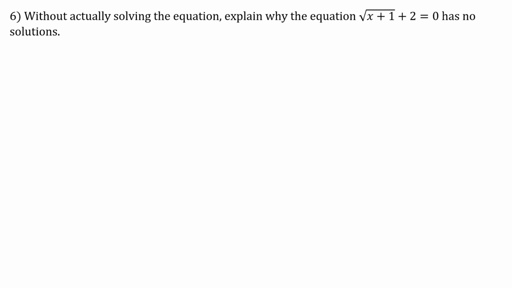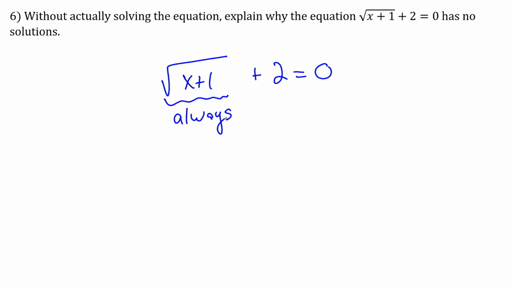Number 6, without actually solving the equation, explain why this equation has no solutions. Well, just looking at this equation, I have the square root of x plus 1 plus 2 equals 0. This quantity here is always non-negative. It's either positive or 0.